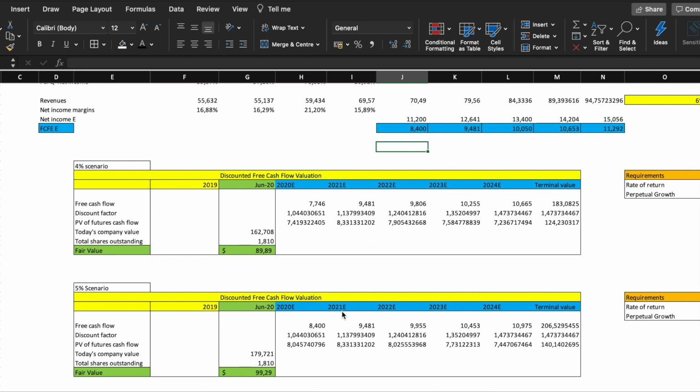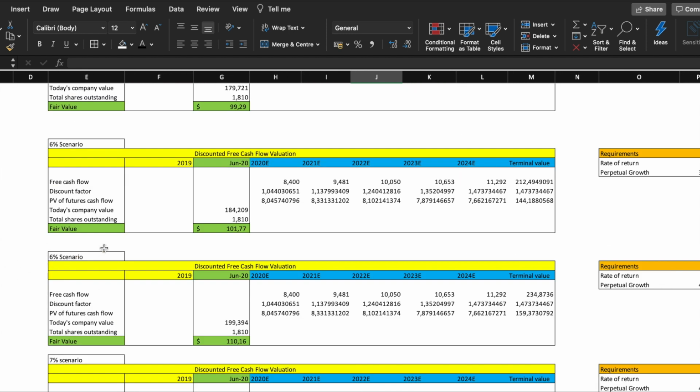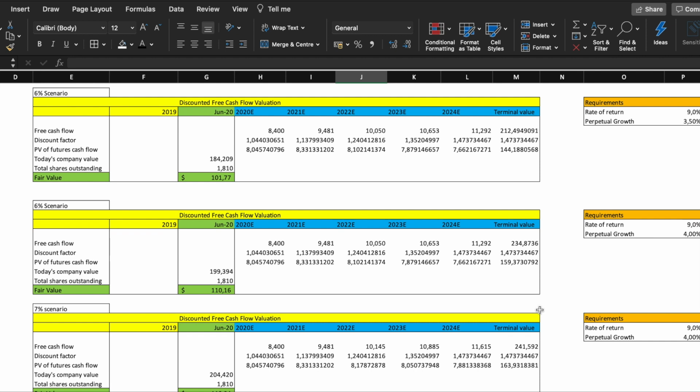Okay, great. So that we have the last two scenarios. This one is the same as the previous one, but I changed the perpetual growth. Now we have 4%. Same process. The price that we get is $110.16. And the last one, the 7% scenario.